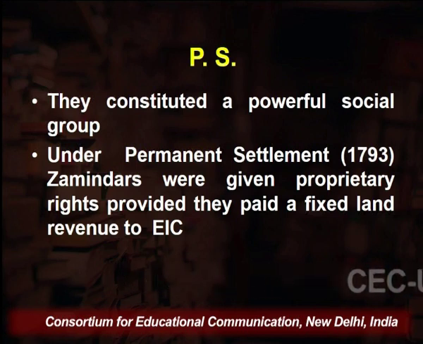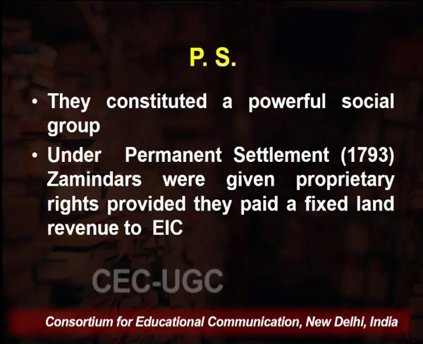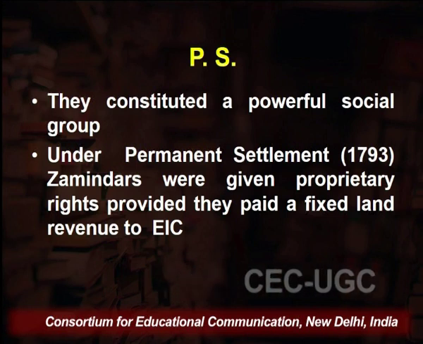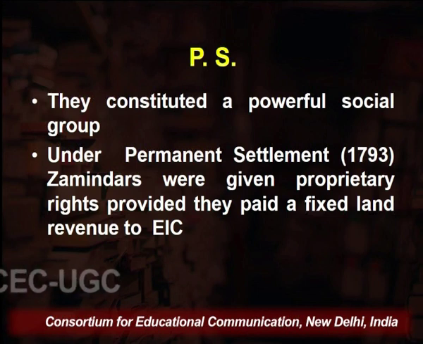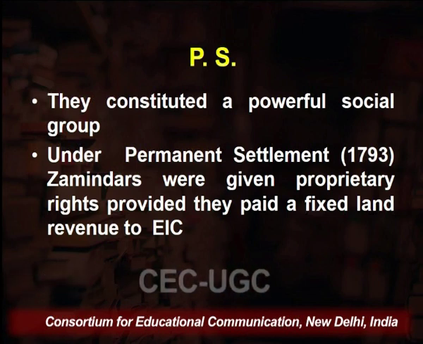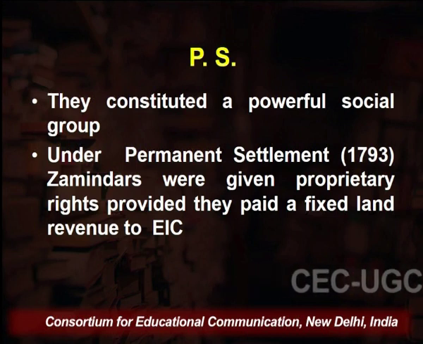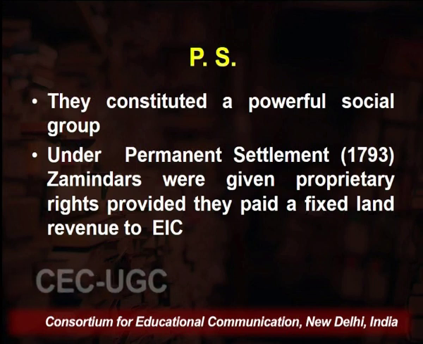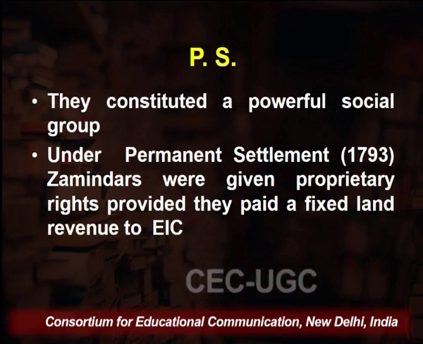And we also see that the zamindars, those who were given the proprietary rights under the permanent settlement, paid a fixed land revenue to the East India Company. When they were paying this fixed land revenue, it was assured that this particular amount would come to the British, and the British wanted a constant flow of revenue to themselves, and that is why they kept this collection on a permanent basis.